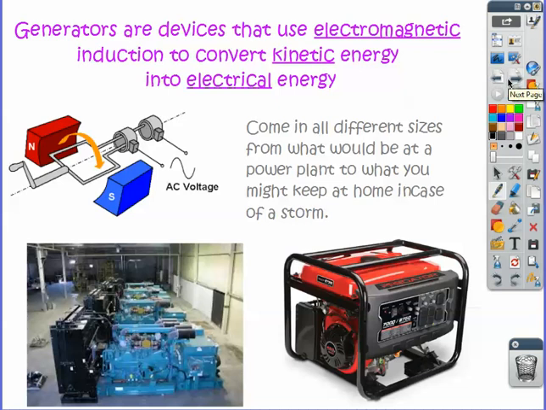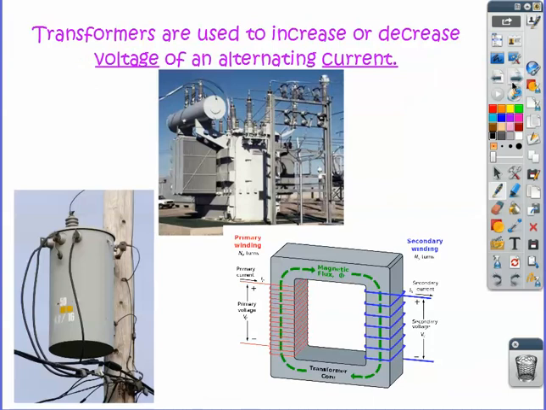All your electronic devices would be fried. They wouldn't be able to handle that much electricity. So we have this device called a transformer that allows us to decrease or increase voltage depending on what direction the electricity is flowing through the transformer.